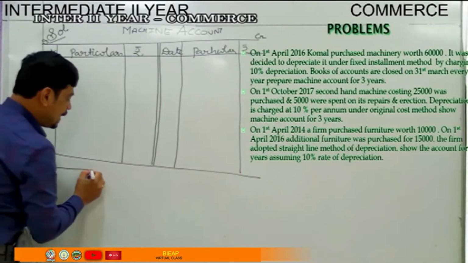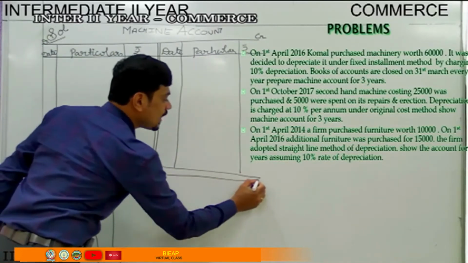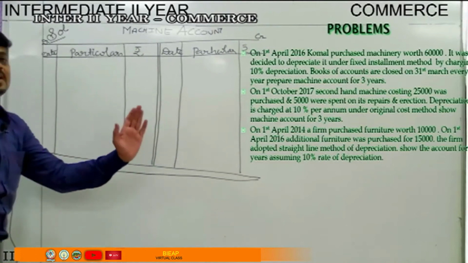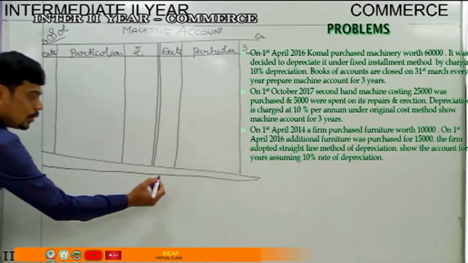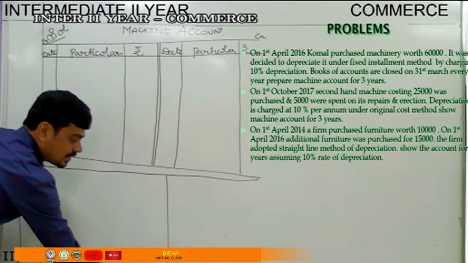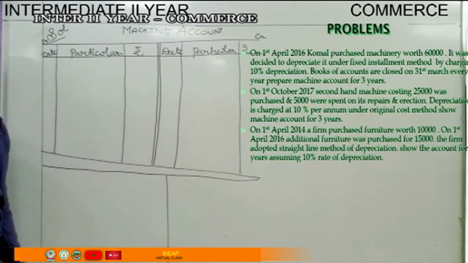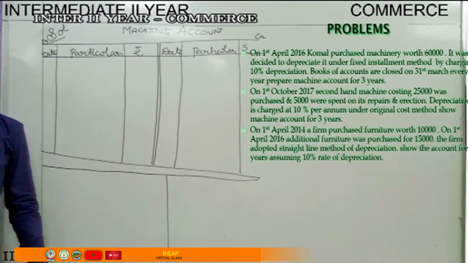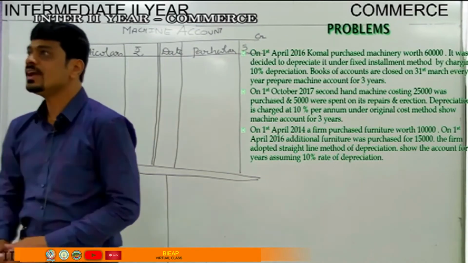Then below the account, do two-sided working notes. Don't use a rough page here and there. So here, draw the working like this. Again, two sides. This is for calculation purposes. Now we are going to see the solution.